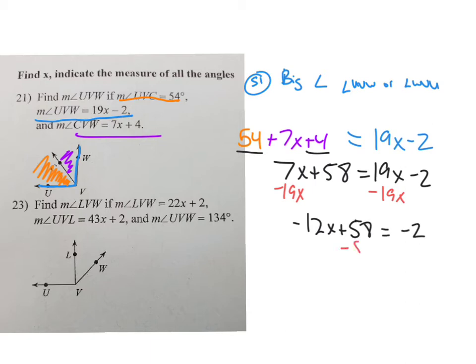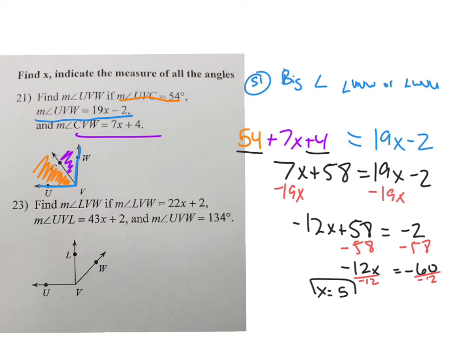Now I'm going to subtract 58 from both sides. I end up with negative 12x equals negative 60. Now I divide both sides by negative 12. And I end up with x equals positive 5. All right. Now, I'm not done yet.